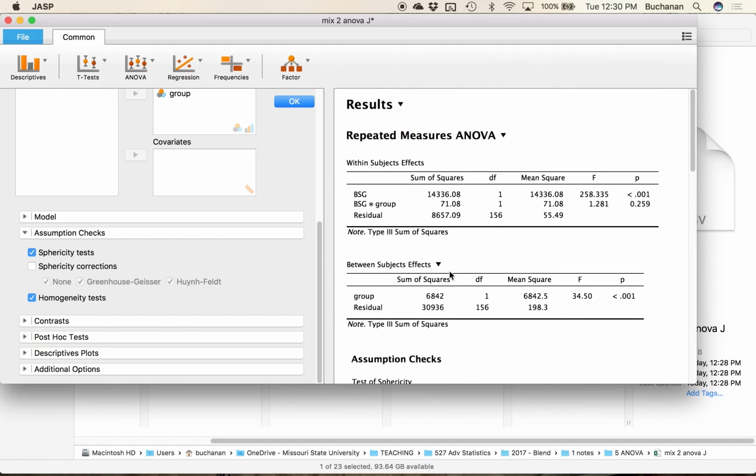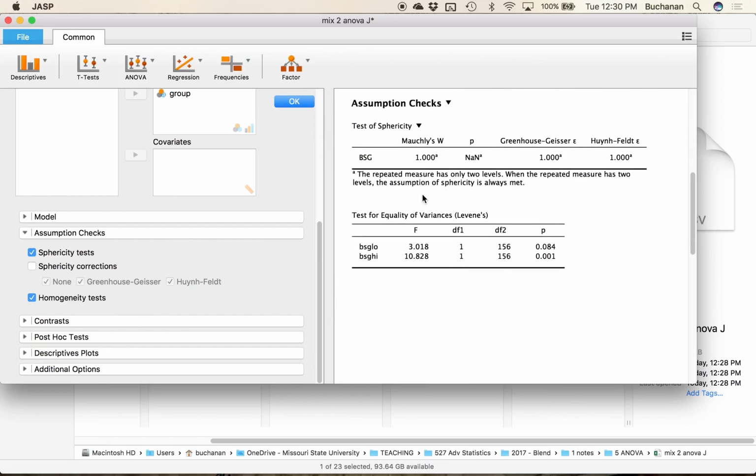So I've run all of my tests here. Let's see what happens. So first, let's look at assumptions. The assumption of sphericity is not something we can check because we only have 2 levels, but we can check for homogeneity. And homogeneity was a little suspect on our chart because it wasn't spread evenly across. It was up and down, but maybe not across.